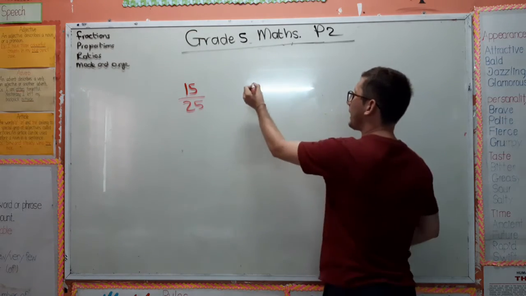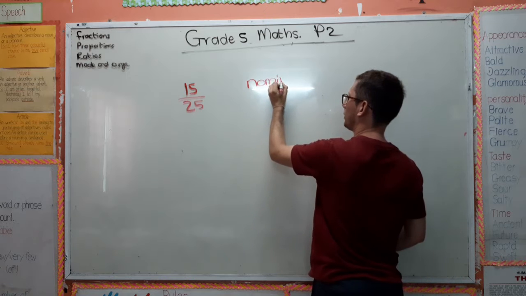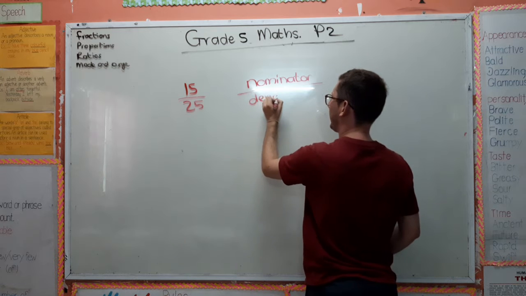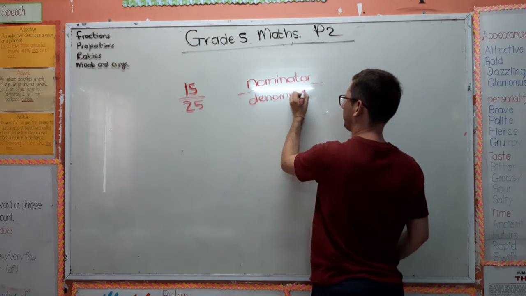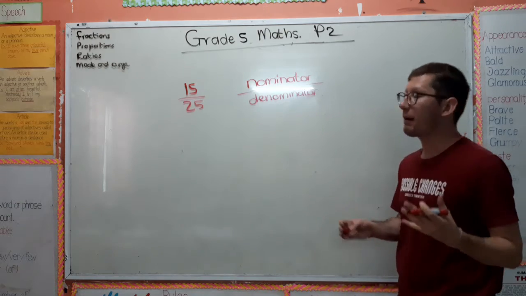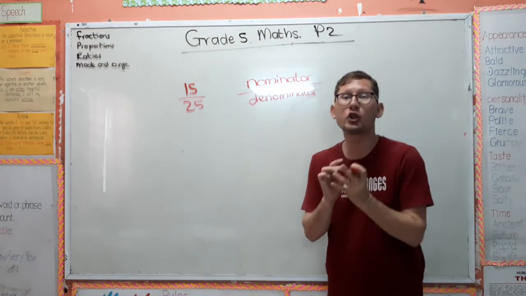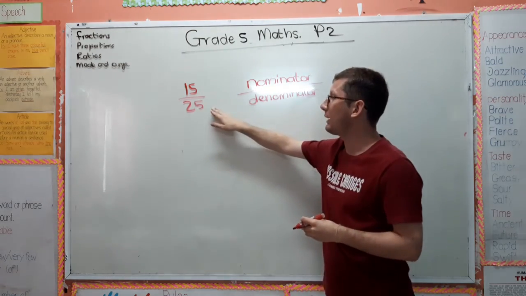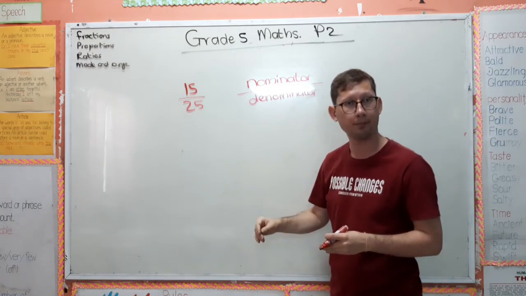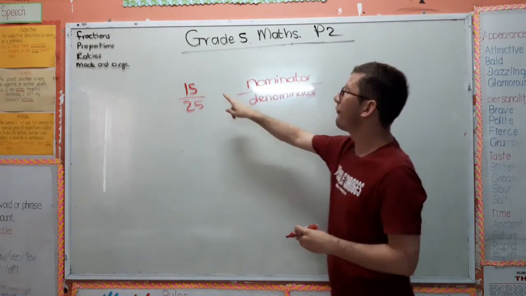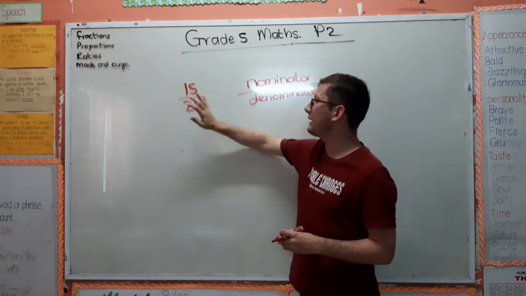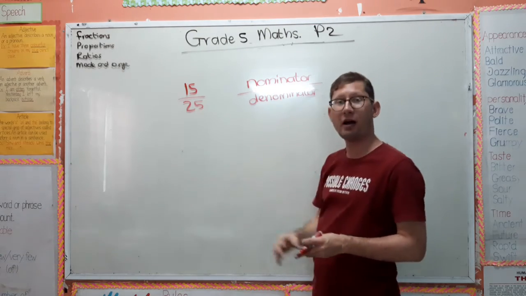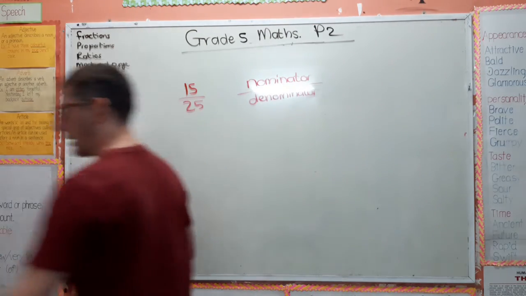Whenever I talk about the numerator and denominator, you should know the numerator is always the number on top, and the denominator is at the bottom. And that is the difference. So in 15 over 25, 15 is the numerator and 25 is the denominator. Let me just draw a line so you can see.